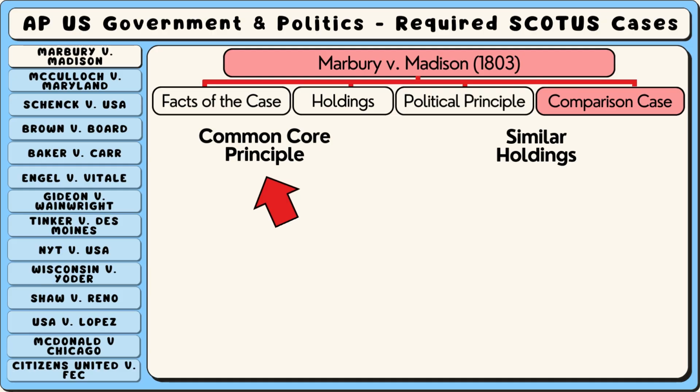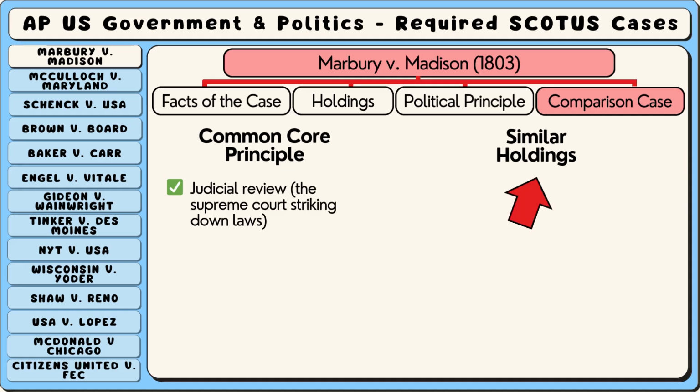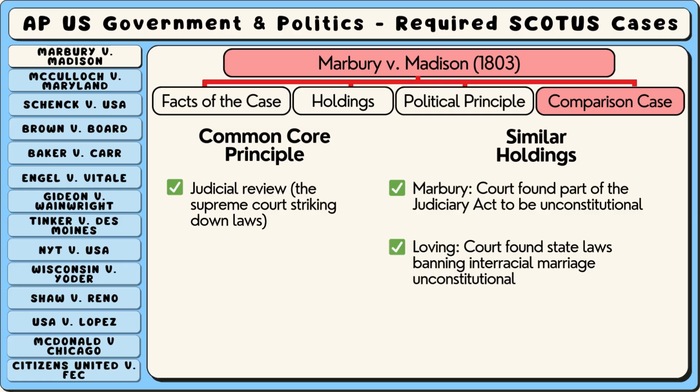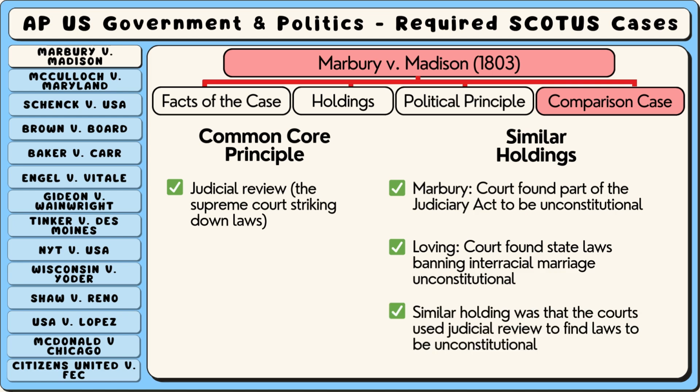So, the first thing you'll be asked in the exam is to identify the common core principle between the two cases. Here, the common principle is judicial review because both cases involve the Supreme Court striking down laws. Next, you'll be asked to identify how the holdings in the cases are similar or different. For this question, you might state that Marbury versus Madison found part of the Judiciary Act to be unconstitutional, and Loving versus Virginia similarly found bans on interracial marriage to violate the Constitution, so the similar holding was that the courts found laws to be unconstitutional.